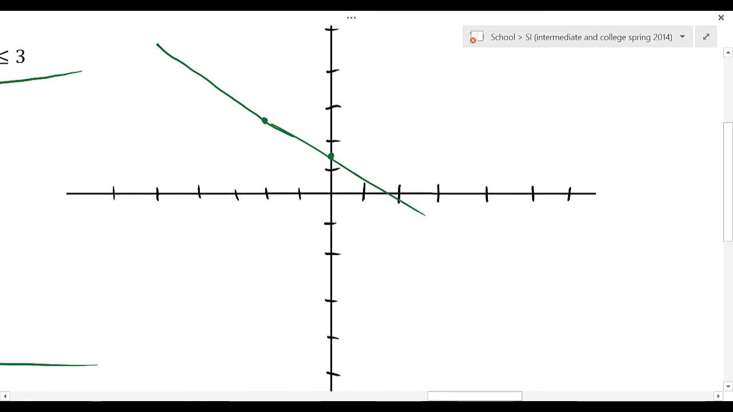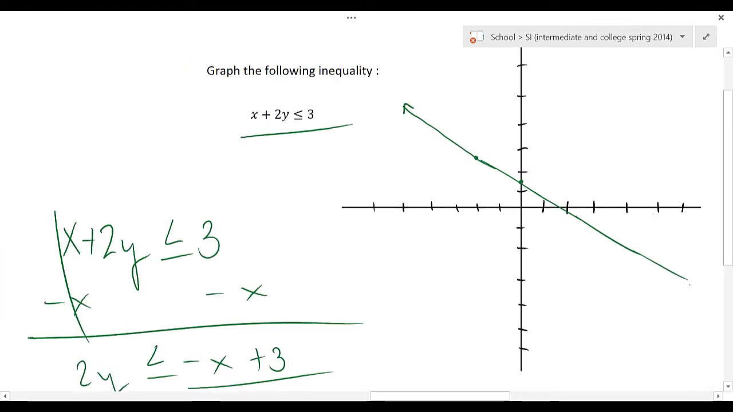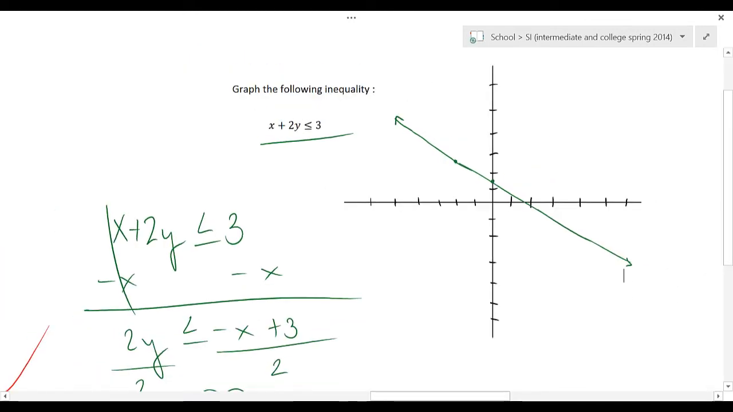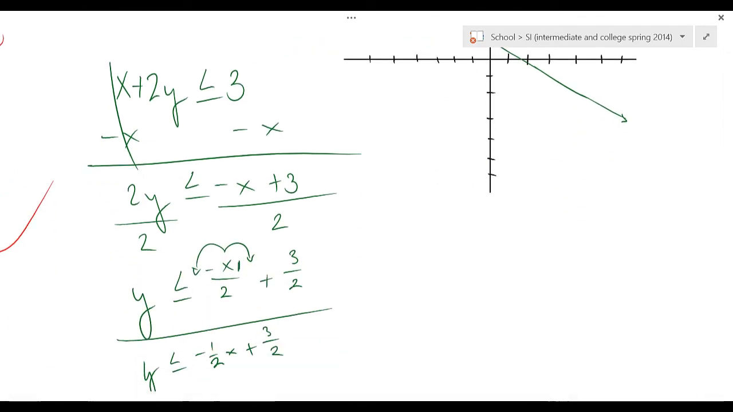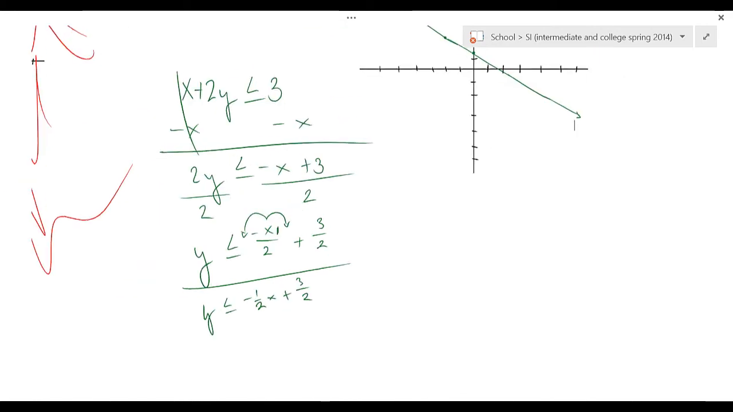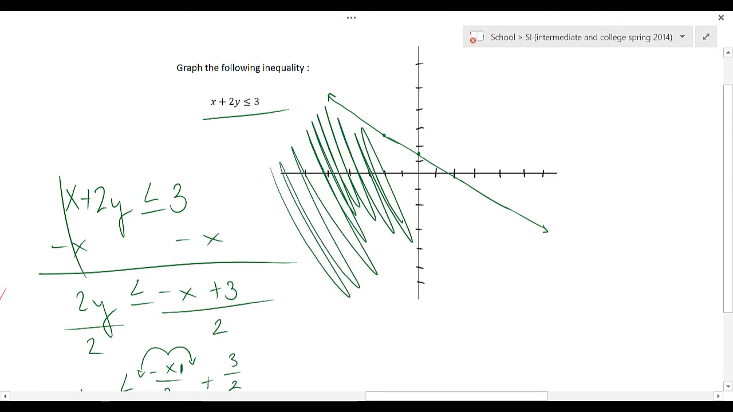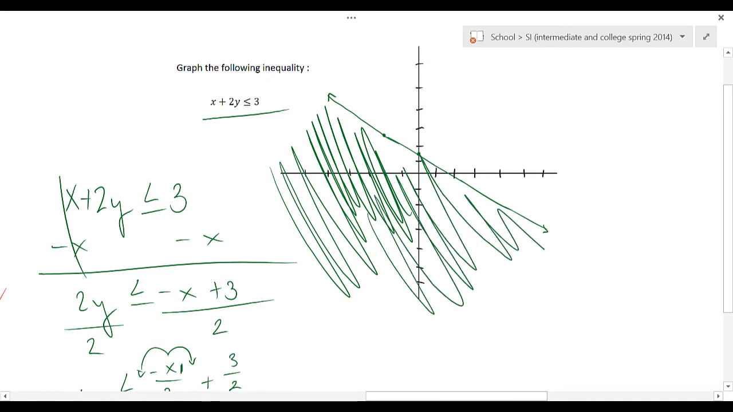There we go. That's not too bad this time. Now let's look and decide. Well, let's put our arrowheads so you know it goes on forever. Now, do I shade above or below this line? Because it is y is less than, I have to decide where my y values are smaller. My y values are smaller below the line, so I'm going to shade below the solid line. And that's our answer. Good job.